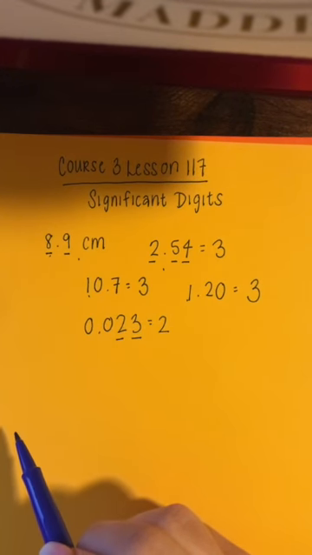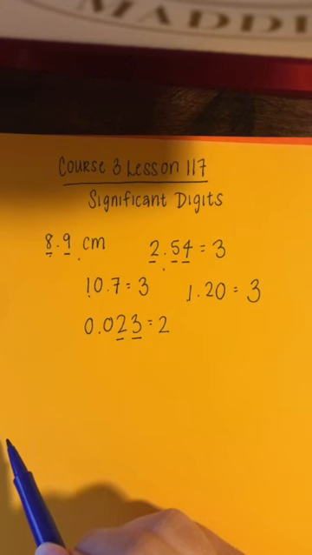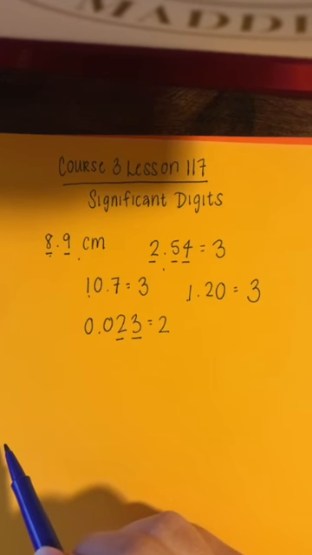The fifth rule is that trailing zeros of whole numbers are ambiguous. So the number of significant digits in 1200 might be 2, 3, or 4. So expressing a number in scientific notation removes this ambiguity.